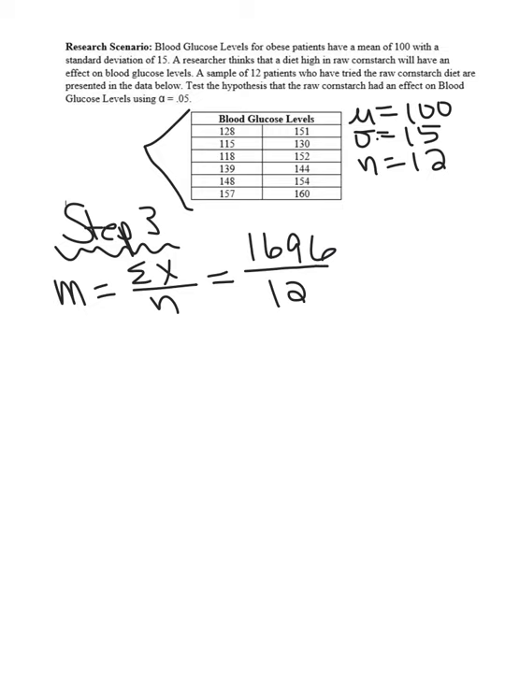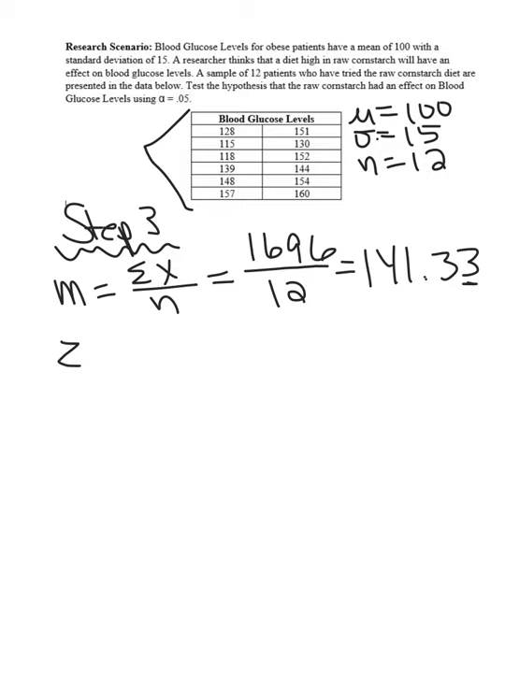So to get the mean, we're going to take the sum of x, this 1,696, and divide it by 12. And our sample mean is 141.33, because it's 33 continued, and we round to that second decimal, looking at the third number to see whether we keep it the same or increase it.